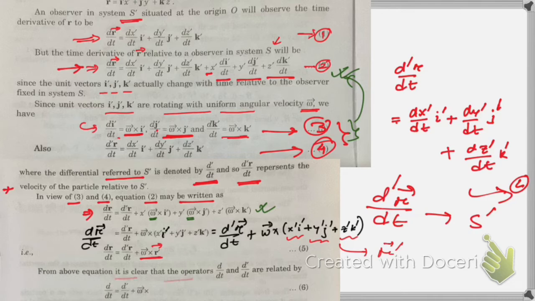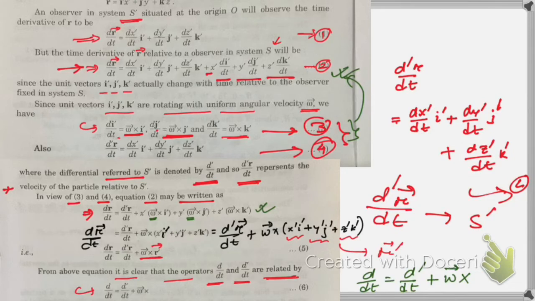So from the above, the operators d by dt and d dash by dt are related by this relation. Let me write the relation here. We have got this relation, d by dt is equal to d dash by dt plus omega. Actually this is not x, this is cross.